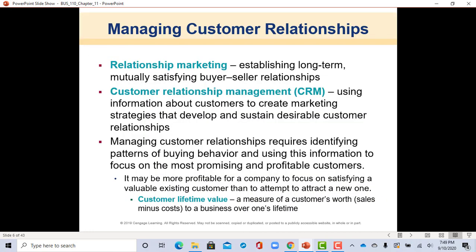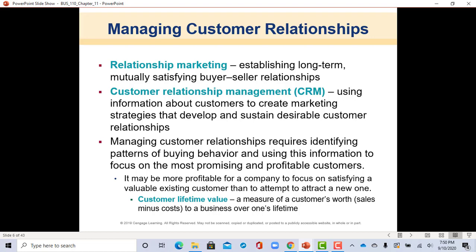Without marketing relationships with customers, businesses would not be successful. So maintaining positive relationships with customers is an important goal for marketing. Here we have described the customer lifetime value. And there's an example I'd like to share with you.